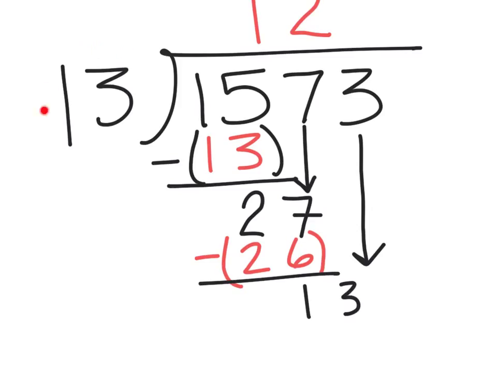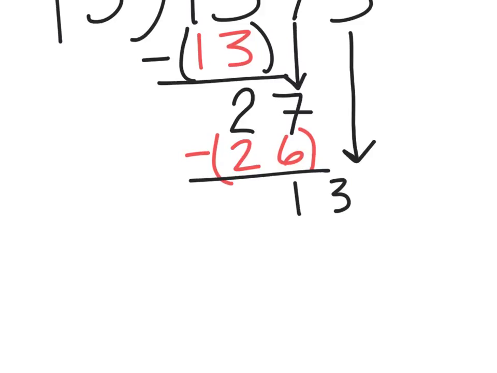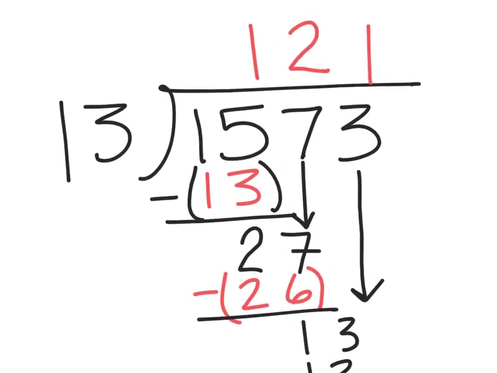Bring down the next term. And how many times does 13 go into 13? Well, that's once. I'll multiply it out. 1 times 13 is 13. And do you remember what it's called, what you get left over with? That's called your remainder. So I have 0 as a remainder, which is awesome. That tells me that this divides evenly. 13 evenly goes into 1573.